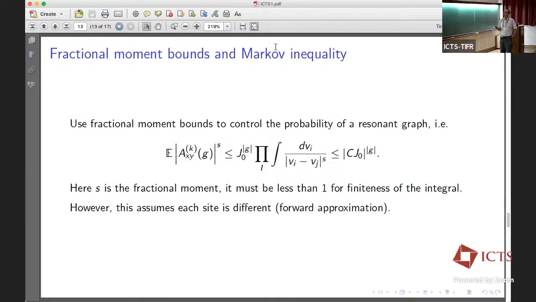Okay, so what we're going to do then is use what are sometimes called fractional moment bounds to control the probability of a resonant graph. So if I take this rotation generator, A_XYG, because of this energy denominator, I can't take it to the 1 power. I have to take it to a power s less than 1. I should have put that in this slide, so it's a fractional moment. So s has to be, I think I choose 2/7, or anyway, I choose some fraction. Doesn't much matter, but clearly if you're going to do this integral with respect to the v's, the power in the denominator has to be smaller than 1.